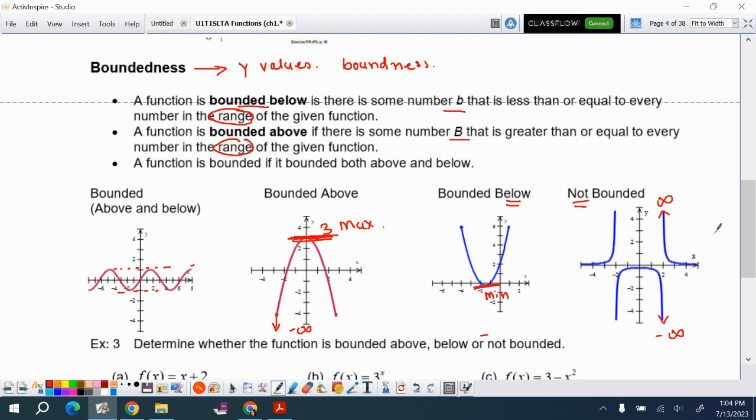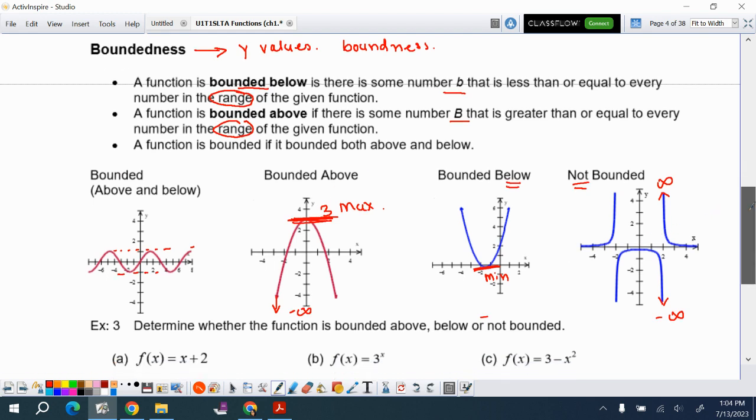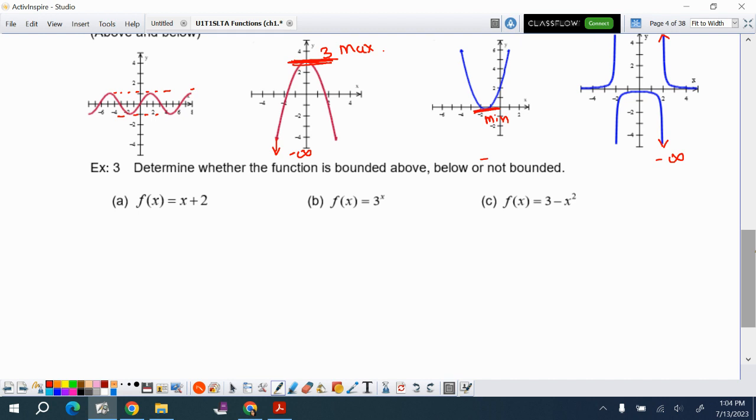Now, looking at the graph is very easy, but you will have to know how to do it from the equations also. So, for example, f of x equals x plus 2. You can sketch the graph and check that this is a line. It goes forever to infinity and negative infinity. So, this function is not bounded.